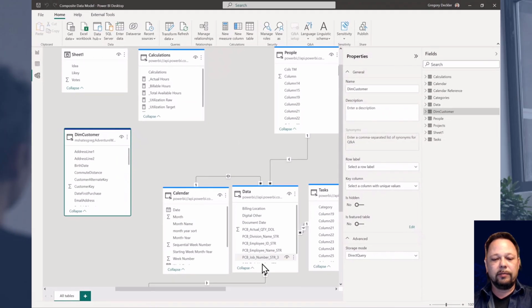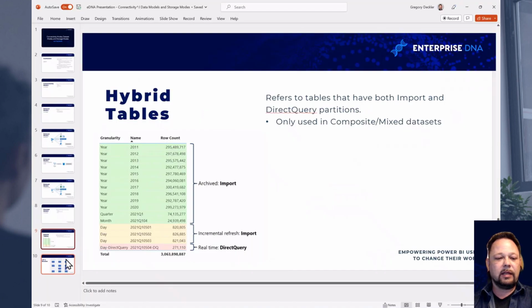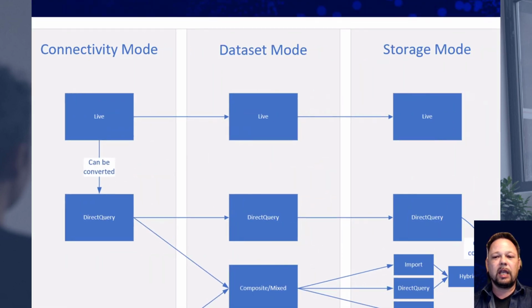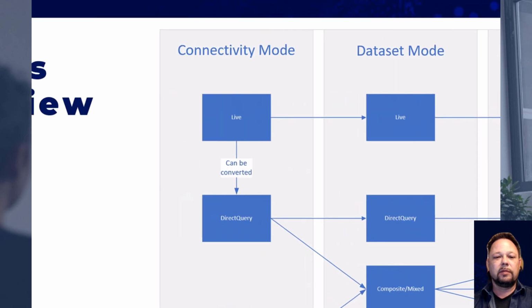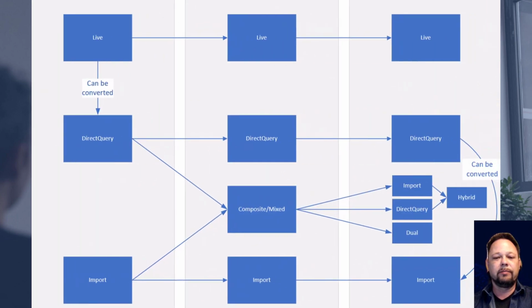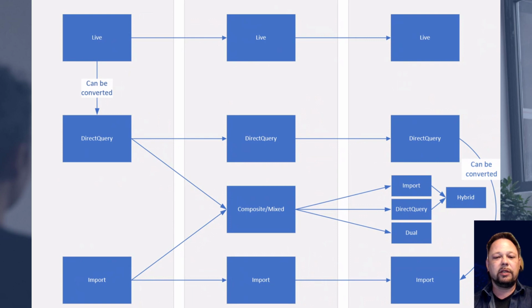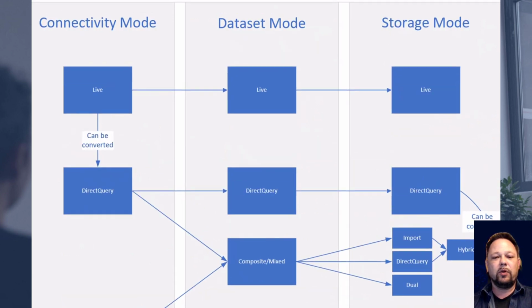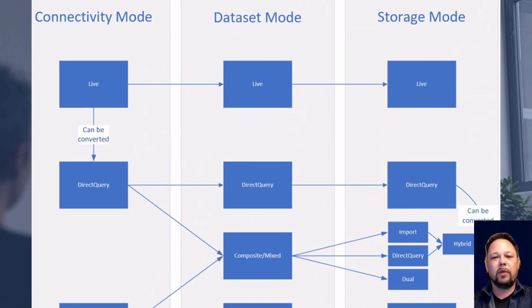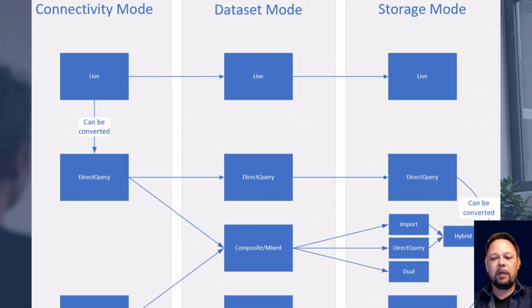All right, so let's review real quick. Hopefully this is cleaning up some of the confusion. So we have, again, connectivity mode. If it's live, then the data set mode is live and the storage mode is live. Now, live data set connections can be converted to direct query if you have that functionality enabled, as I showed earlier in the video. And you can have a direct query connection, which goes into your data set mode as direct query, and then storage mode is direct query. And then you have import down at the bottom where it's import. You have import data set mode, and you have your import storage mode for your table.